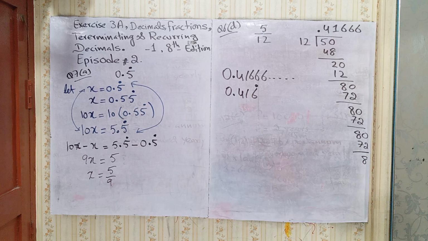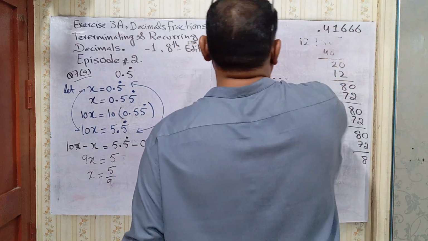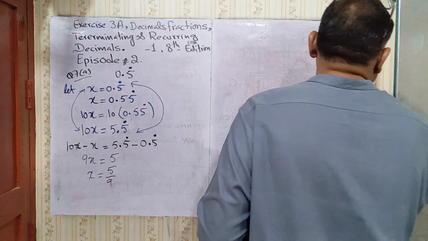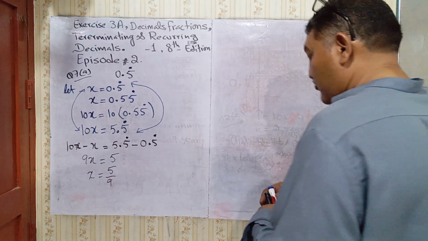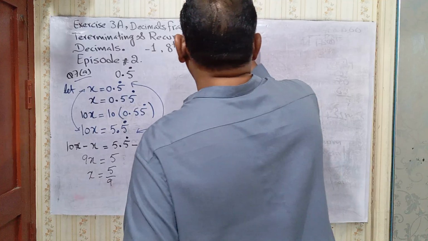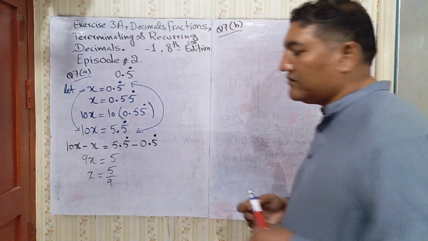This is question number 7, its A part. Let's try another one. Question number 7, B part. So let's try. Question number 7, and it's B part. So let's do this. Question number 7, B part.